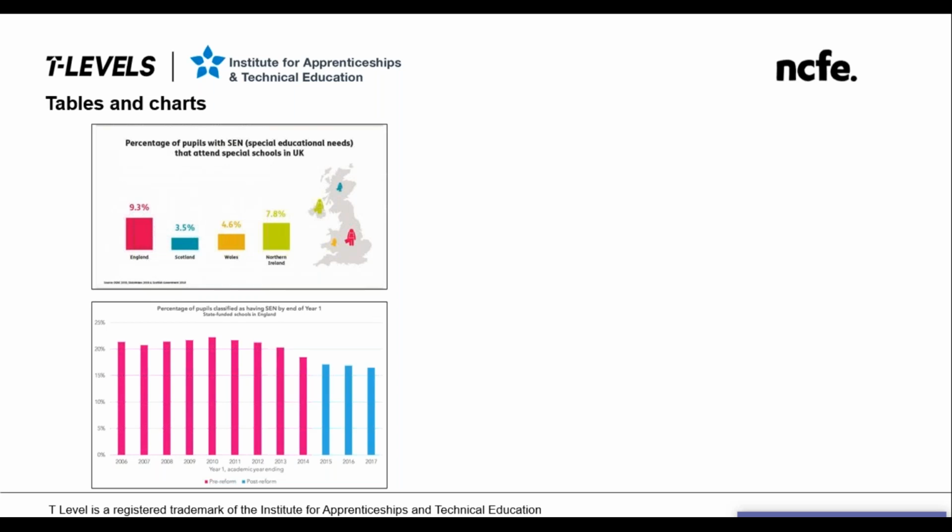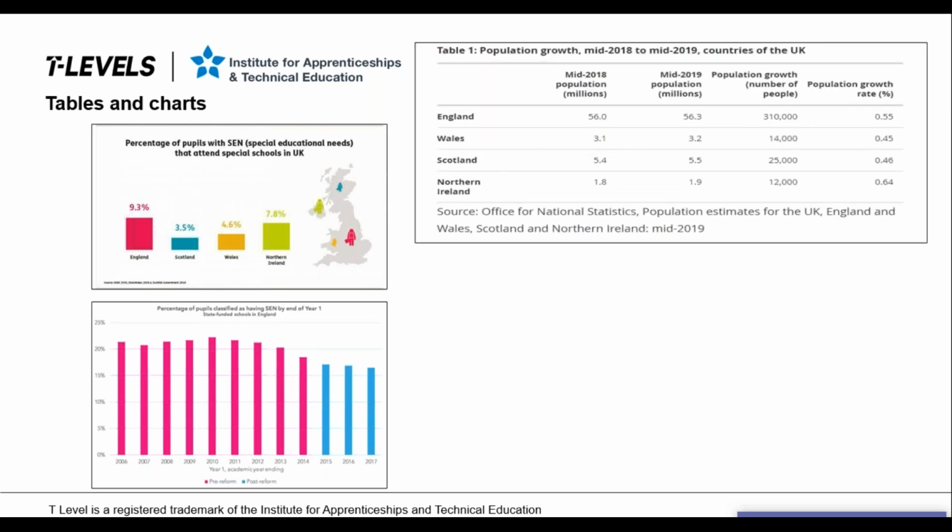The next table I'm going to show you relates to the population of the UK. Out of approximately 66 million, how many are actually in England? How might this information be used in your T-level learning? So you can see from this table that England has 56 million of the 66 million of the population of the UK. And this gives a breakdown of the number for each of the countries.